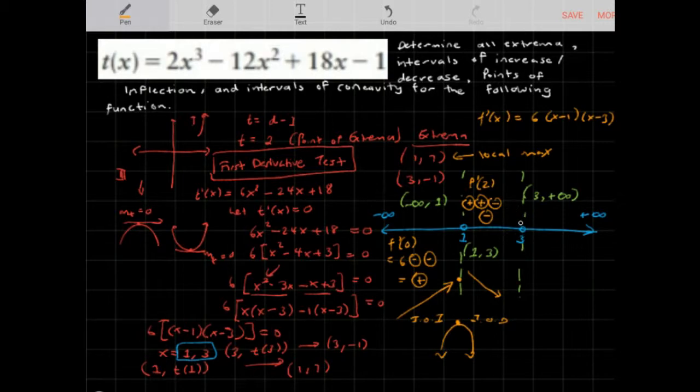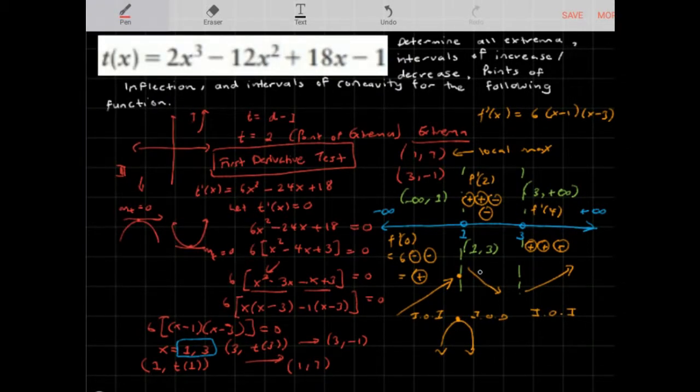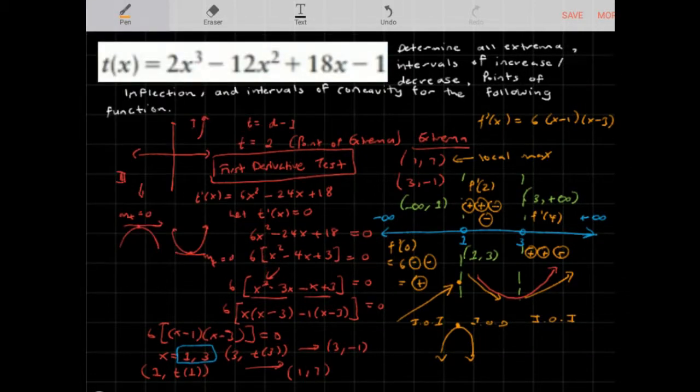Then between 3 and positive infinity, let's do f prime of 4. If I do f prime of 4, you get positive, positive, and positive, because 4 minus 1 is 3, and 4 minus 3 is 1, so you should have an upward sloping arrow. So there's an interval of increase, and you can notice that you're shifting from an interval of decrease to an interval of increase. At the critical point here you should see a minimum point. So this is a local minimum.